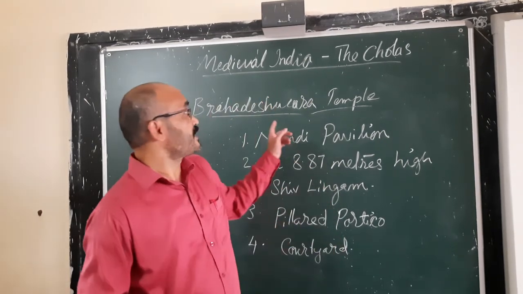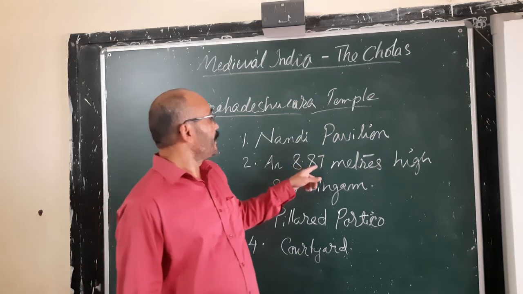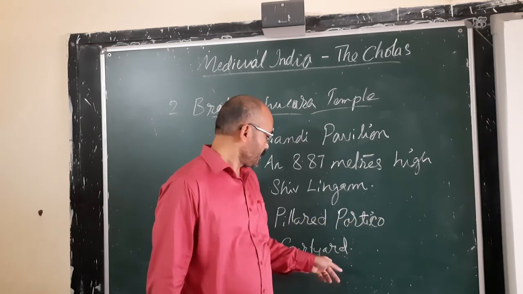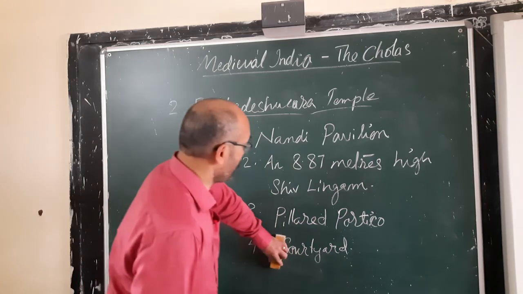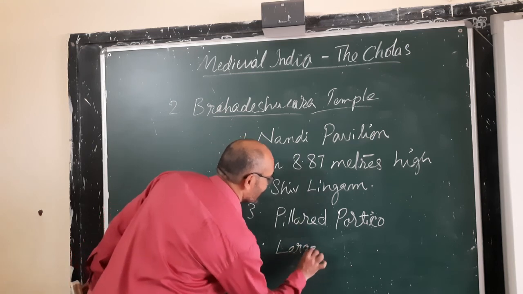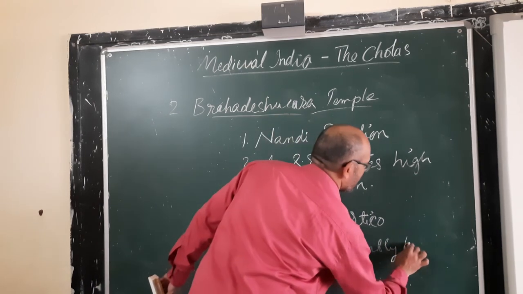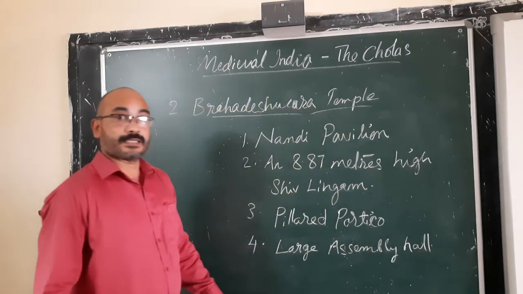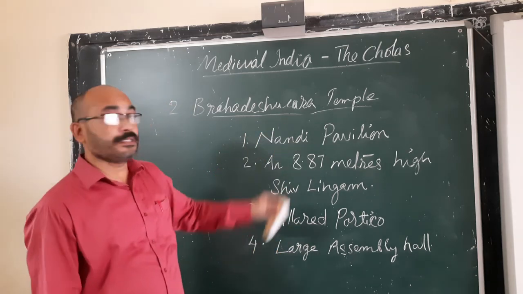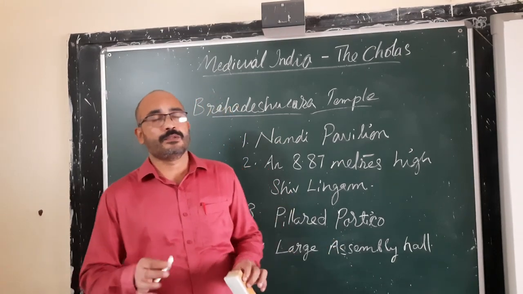Okay, once again, the special features of the Brihadeshwara temple. One, the Nandi pavilion. Second, the 8.87 meters high Shivalingam. Third, the pillared portico. Fourth one is not courtyard, it is an assembly hall, a large assembly hall. These are the four special features of the Brihadeshwara temple at Tanjavur. That's all about the sources: inscriptions and the Brihadeshwara temple are two important sources.